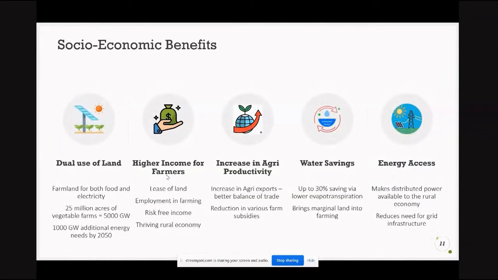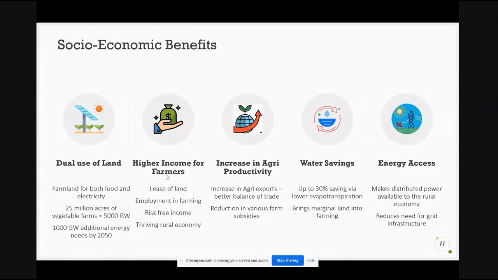Now, if we look at this from a more socio-economic perspective, then the dual use of land in itself is very important. So India at the moment has 25 million acres of land under vegetable farms, which is equivalent, you could have about 5,000 gigawatts of energy if you use all of this. So even if you use 10% of it, you'd have 500 gigawatts, which is enough electricity for a long, long time. The other major thing is the higher income for farmers.